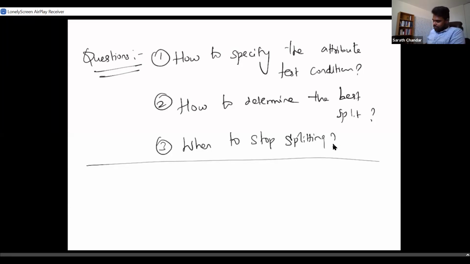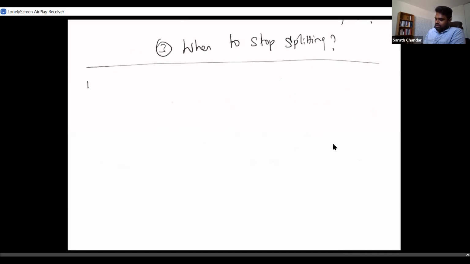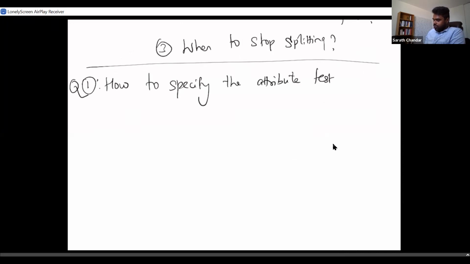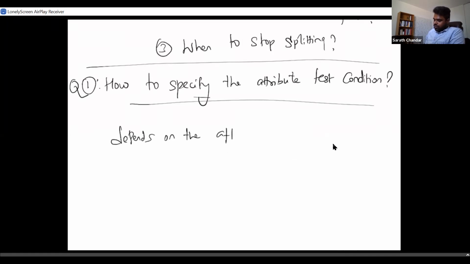Okay, so let's start with the first question. Question 1: how to specify the attribute test condition. It depends on the attribute types.